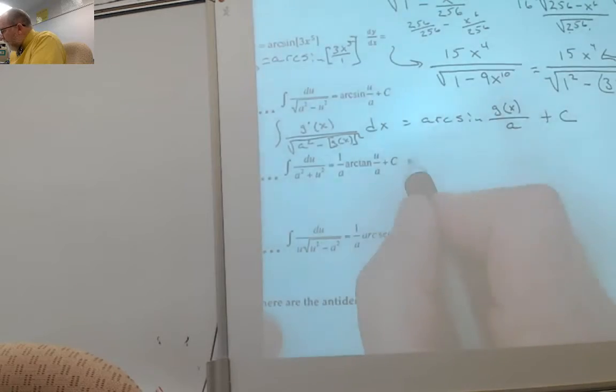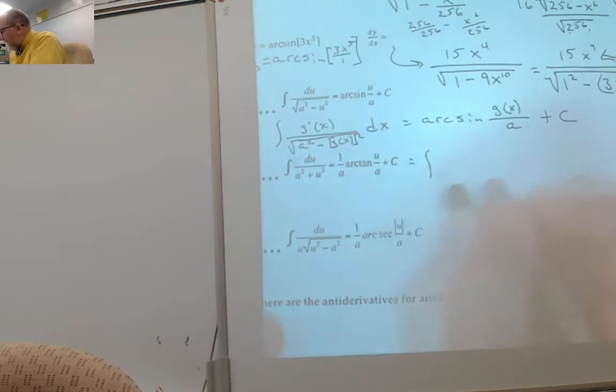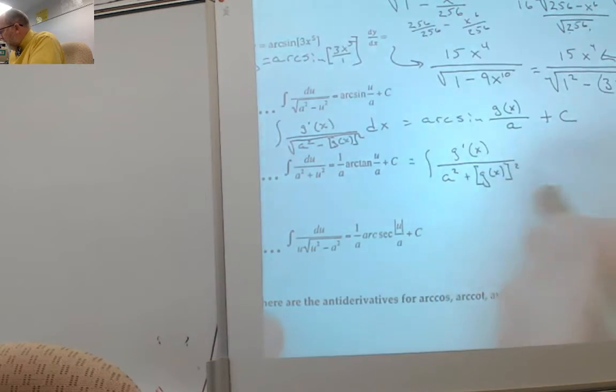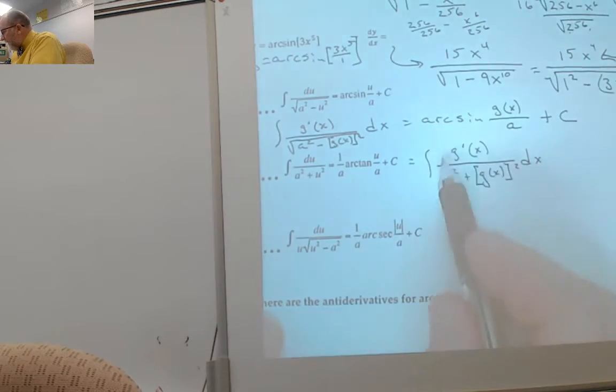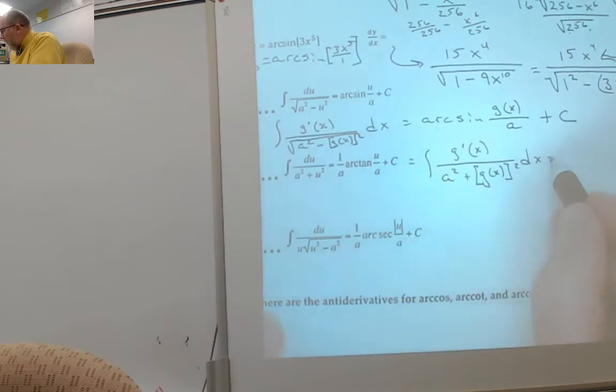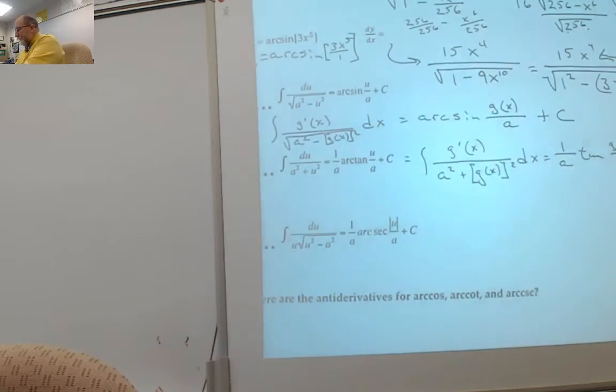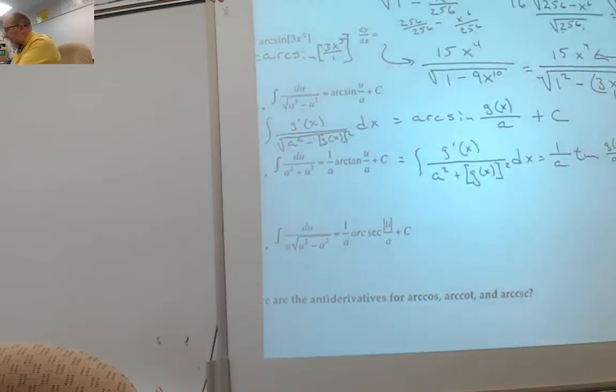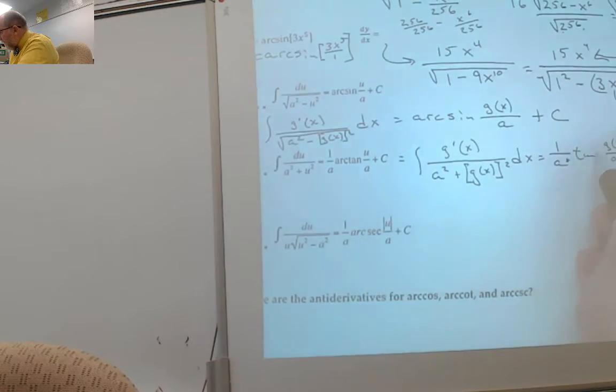This again I rewrite so it looks like this. I write g prime of x here. Notice there's no square root. It's a squared plus g of x, that quantity squared, times dx. If I see anything in this form, I know I can rewrite it as 1 over a, the tangent of g of x over a plus c. Pardon? Arctangent? Yeah, thank you, arctangent. I'll write tangent inverse.